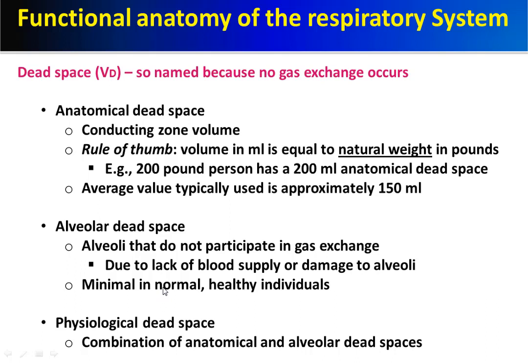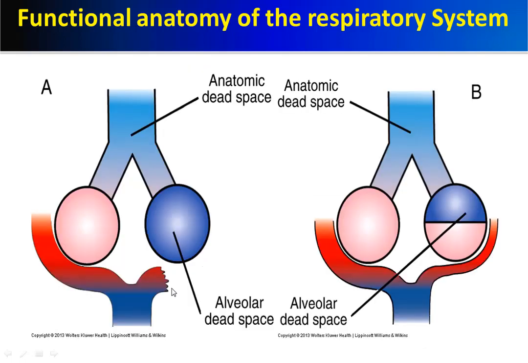Now, if we combine the anatomical dead space together with the alveolar dead space, we come up with another dead space, which some physiologists call the physiological dead space. So the physiological dead space is a combination of the anatomical dead space and alveolar dead space, and in normal healthy individuals, the physiological dead space is approximately equal to the anatomical dead space, because the alveolar dead space is very, very minimal in normal healthy individuals.